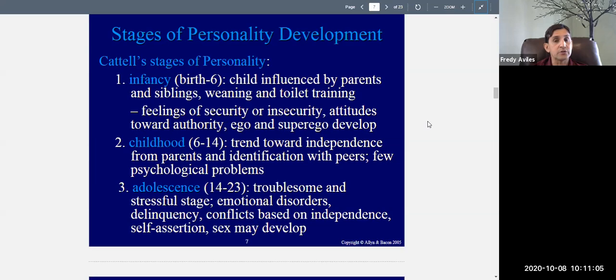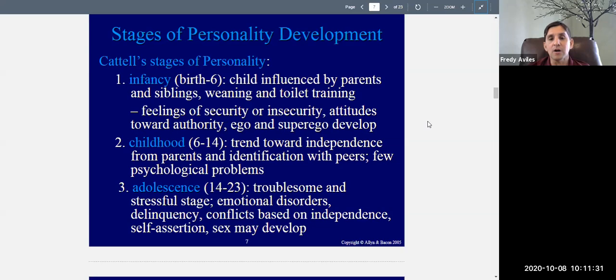But that he called adolescence, a troublesome, stressful stage where children act up and cause a lot of problems, basically, and develop emotional problems, psychological problems, right? But think about that. It goes until 23. What Cattell is saying here is that when you're like 20, 21, 22, 23, technically you may not be a teenager anymore, but you are still acting like one, according to Cattell.